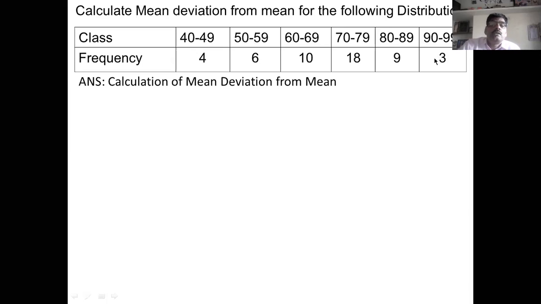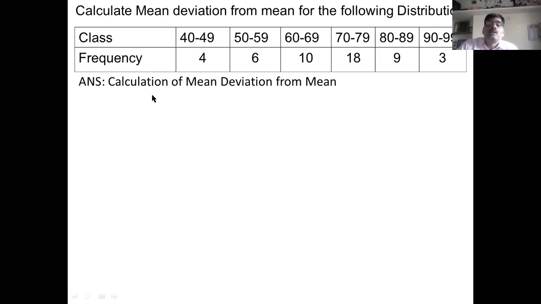For mean deviation, there is no need of conversion. But for mean deviation from median, you have to convert the class into exclusive class. Exclusive class. Remember this. So I'll solve this problem based on mean deviation.